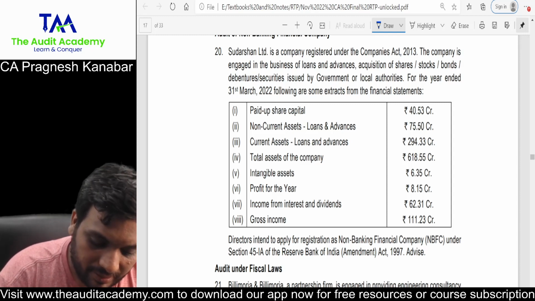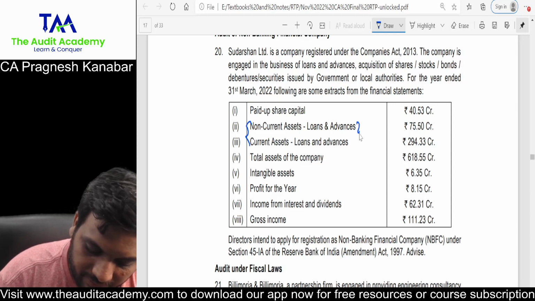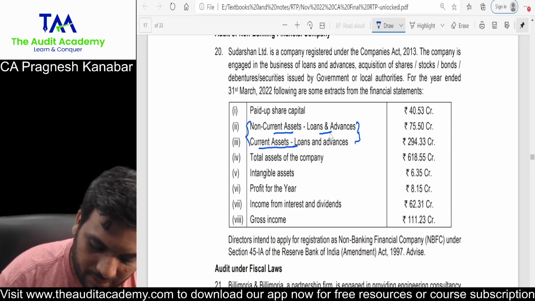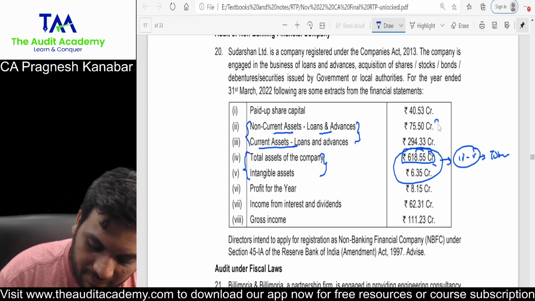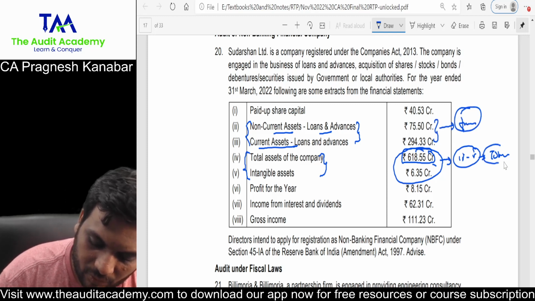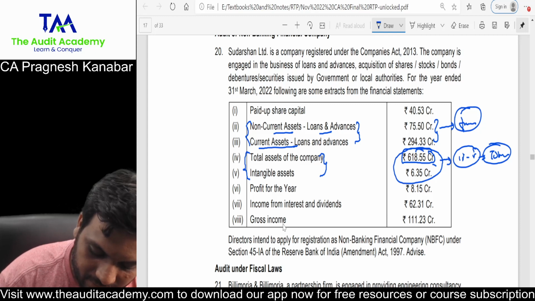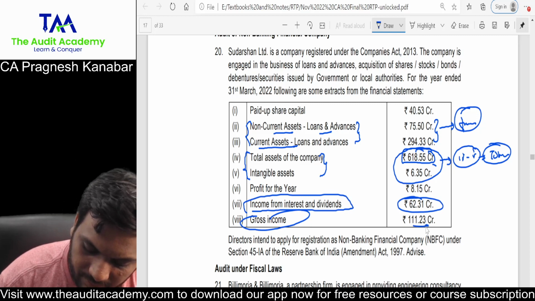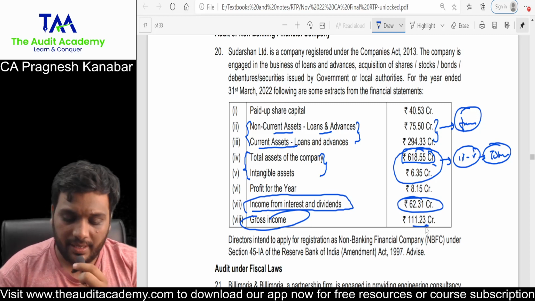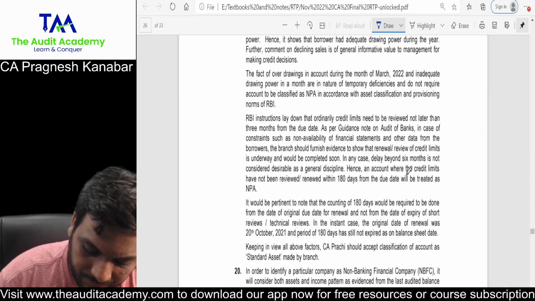So the whole calculation is over here. These are the financial assets. Now these are the total assets and intangible assets, so this figure minus this figure. So 4 minus 5 will give the figure of total assets, and we will add this. This is financial assets, so both percentages will be compared. Look at this, income from interest and dividends is so much and gross income is this much. It can be clearly seen that it is more than 50%, and you can see the calculations over here.